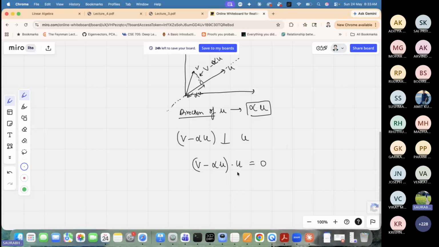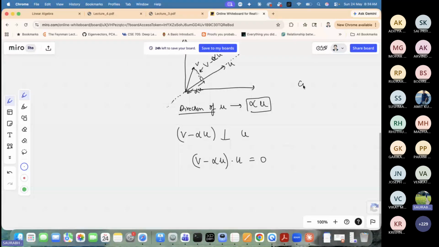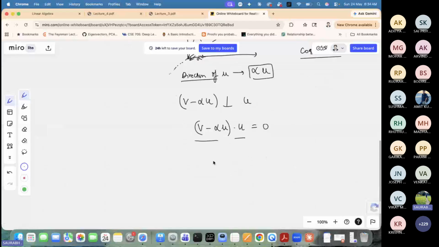Because of cosine similarity, cos 90 degrees is equal to 0, right? So you can write it like this. Or else you can also write it as u transpose (v minus alpha u) equals 0. Both of them are the same form, right? You can write dot products as v dot u, or as u transpose v, or v transpose u. This is one way of writing it. The other way of writing it is u transpose v and v transpose u.